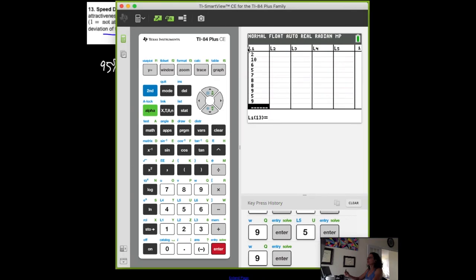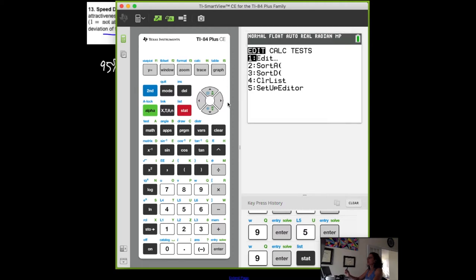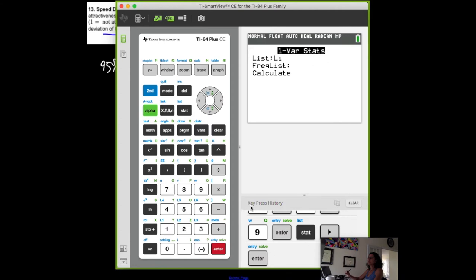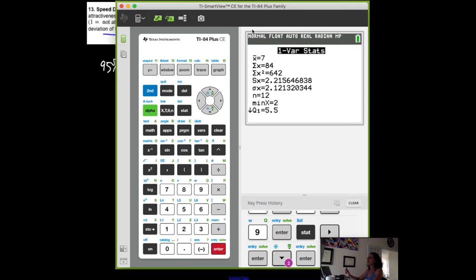So I put them in L1 using stat edit, and now I'm going to go back to stat, over to calc. One-var stats, if I really just want mean and standard deviation, which is just what I'm going to need here. L1 as the list, then calculate. My sample mean is 7. My sample standard deviation is 2.2156.